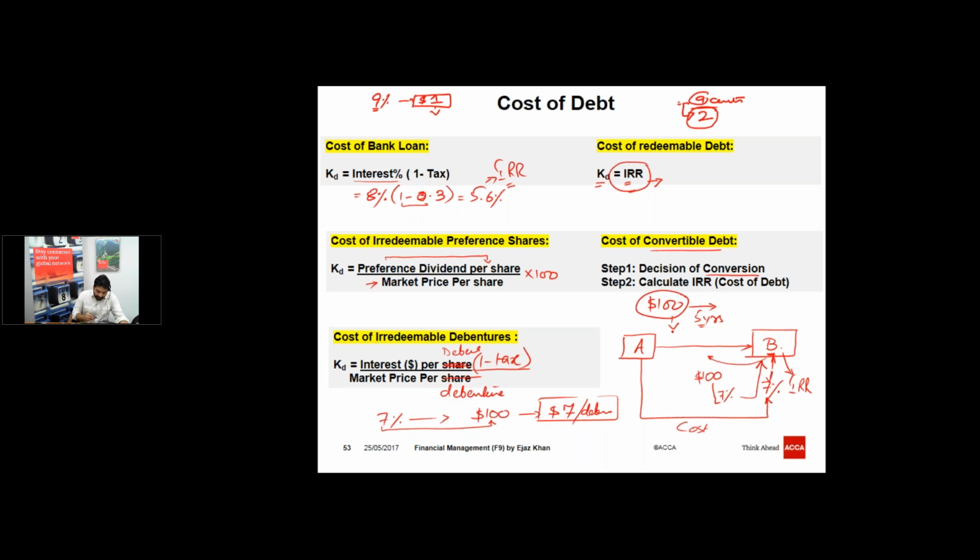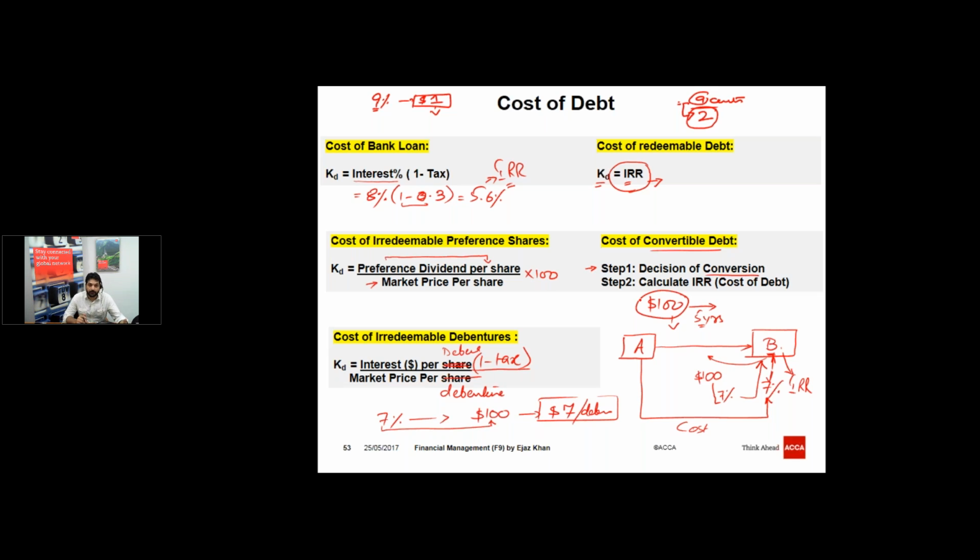So we would not know what the decision will be, whether the investor will be converting it into shares or redeeming. So what we have to do is, before we calculate the cost of debt, in the first step, we have to see what the investor is likely to do.